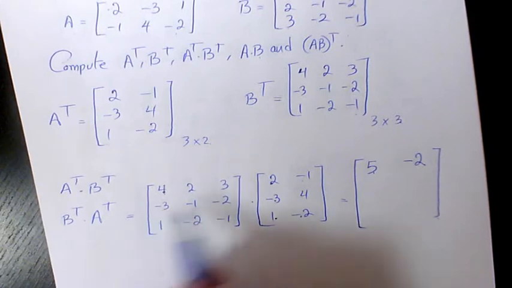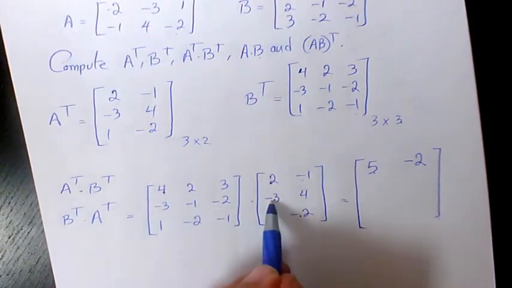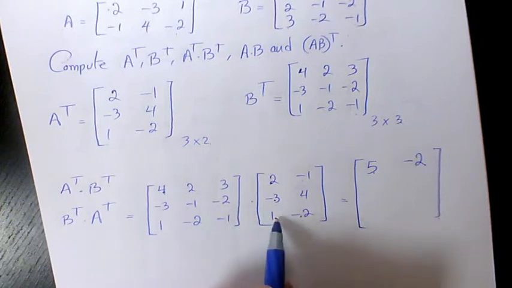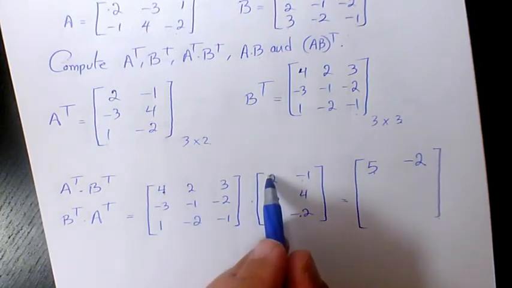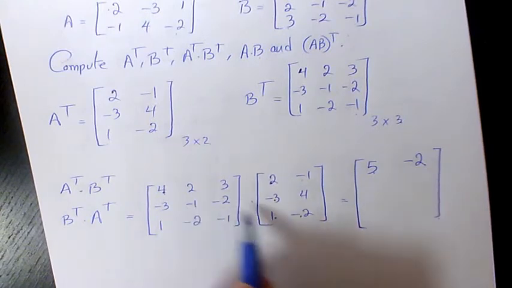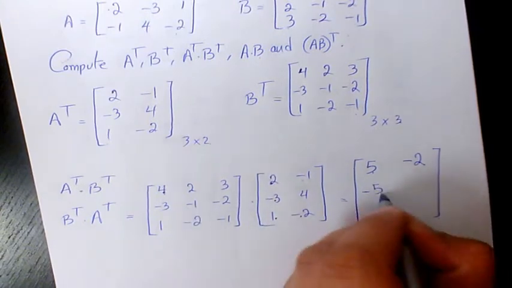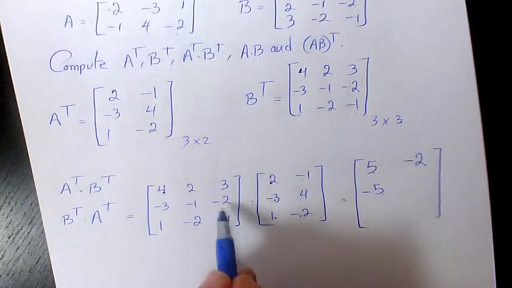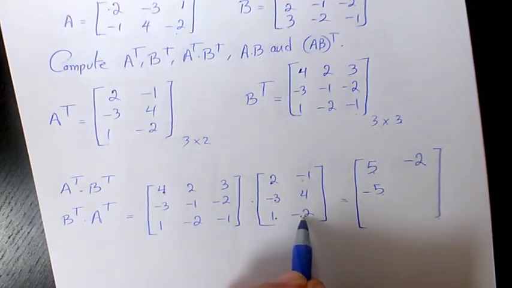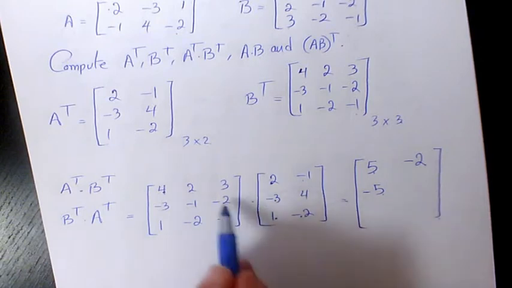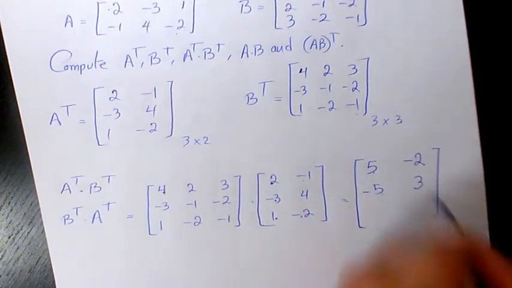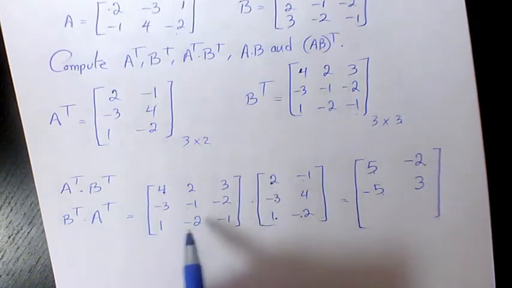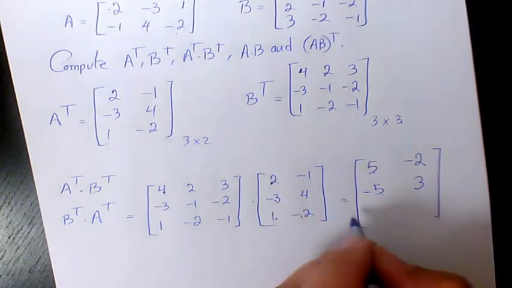Next one, negative 3 by 2 plus negative 1 by negative 3 plus negative 2 by 1. So it's going to be negative 6 plus 3 minus 2, which is going to be negative 5. Negative 3 by negative 1, negative 1 by positive 4, negative 2 by negative 2. So it's going to be 3 minus 4 plus 4, which is going to be 3. Next one, 1 times 2 plus negative 2 times negative 3 plus negative 1 times 1. So it's going to be 2 plus 6 minus 1, which is going to be 7.